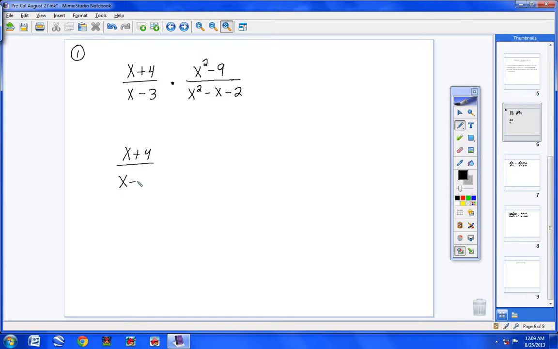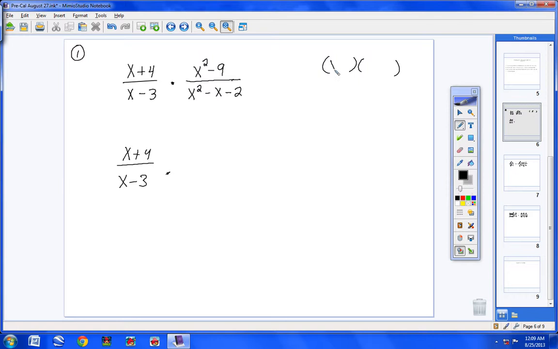X plus 4, x minus 3. However, I can factor this, okay? I do know the square root of x squared, and I do know the square root of 9, and the first term is positive, the second term is negative. I'm dealing with perfect squares.